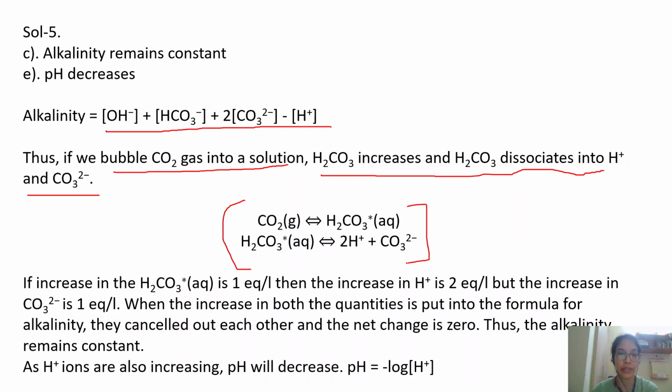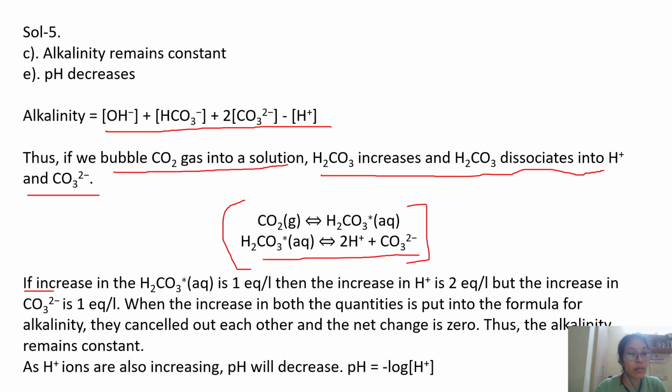How? By using Henry's law. We have studied it, right? Now how will this H2CO3 dissociate? It will give H plus and CO3 2 negative. So this is a two-step reaction. We have written it in the form of one reaction.